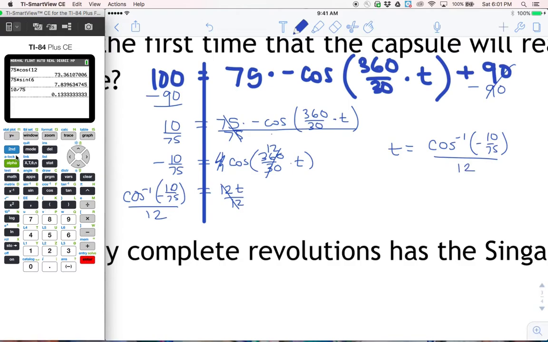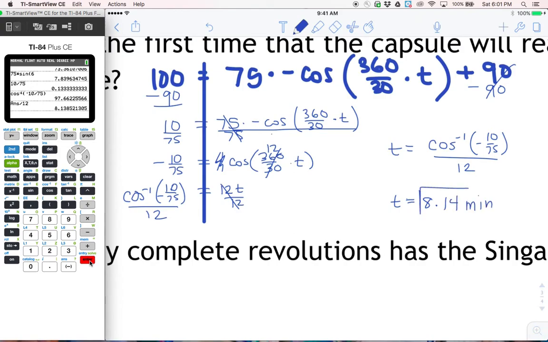Inverse cosine is right here in blue, so I go second cosine. And we're going to do negative 10 divided by 75. I'm going to press equals, and then I'm going to divide by 12. I should get between 8 and 9. Did I do it right? Okay, good. So I get t at 8.14 minutes. That's when it hits 100 meters.